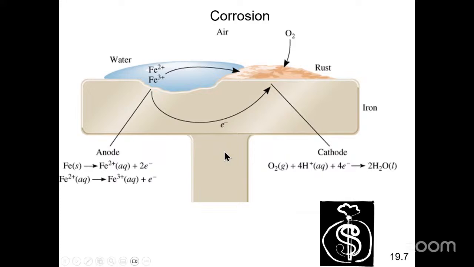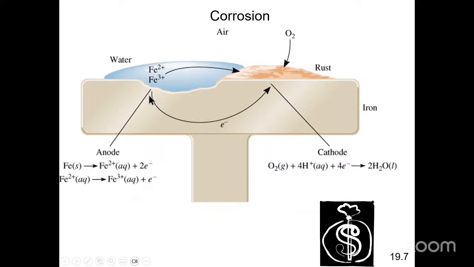And this is describing basically how it happens, right? So basically what happens first is that the iron is converted to iron 2+ as a result of oxidation, and then another oxidation process occurs where the iron 2+ is converted to iron 3+, right? So basically one region of the iron would be considered to be the anode because of these oxidation reactions.